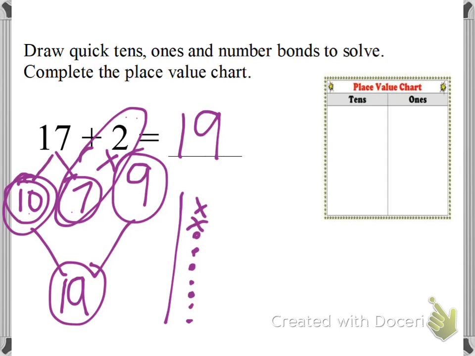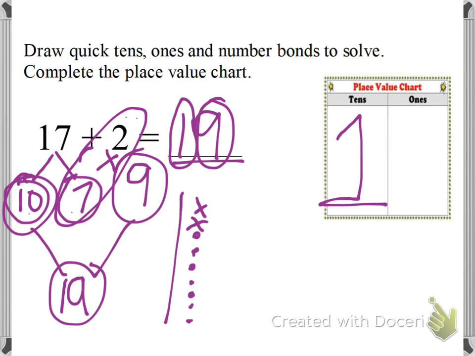And now I'm looking at 19. I know that 19 has 1 10, so I'm going to put that in my place value chart, and 9 1s. So 19 has 1 10, 9 1s.